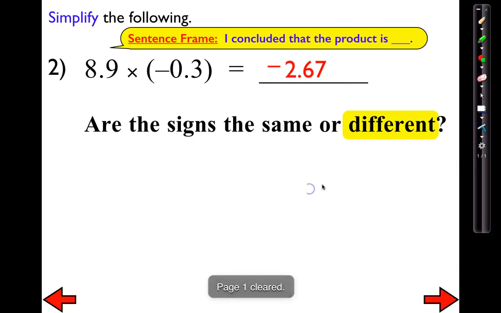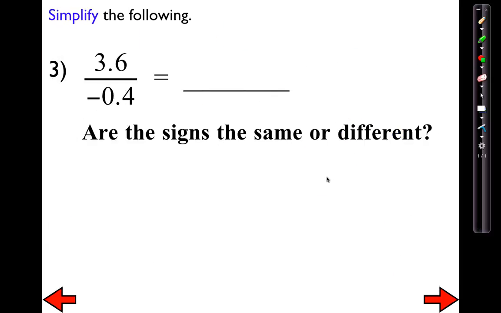Okay, so my sentence frame would be, I concluded that the product is negative 2 and 67/100. Moving on to division now. So here it says 3 and 6/10 divided by negative 4/10. Again, you're asking that question, are the signs the same or are they different? In this case, the signs are different, so my answer is going to be negative, so I would mark that right away. Now, let's go ahead and figure out this problem.